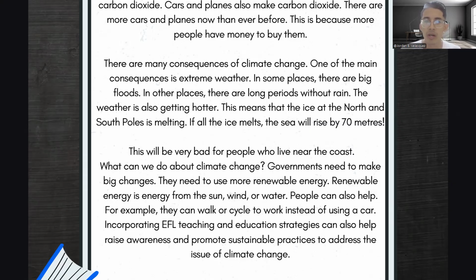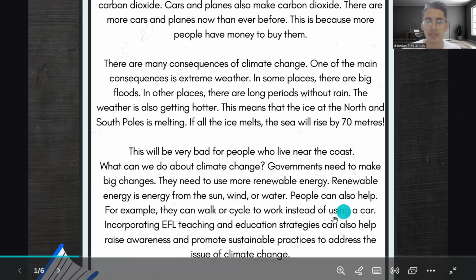What can we do about climate change? Governments need to make big changes. They need to use renewable energy. Renewable energy is energy from the sun, wind, or water. People can also, for example, walk or cycle to work instead of using the car. Incorporating education strategies can also help raise awareness and promote sustainable practices to address climate change.